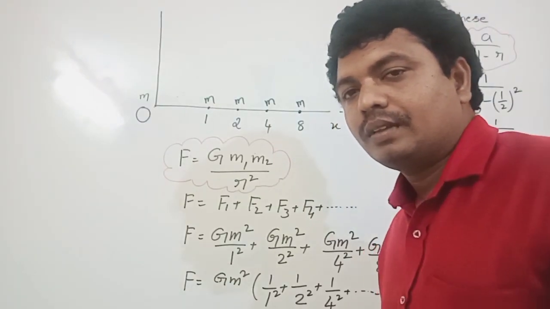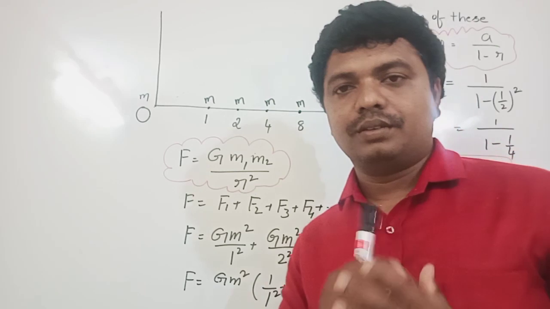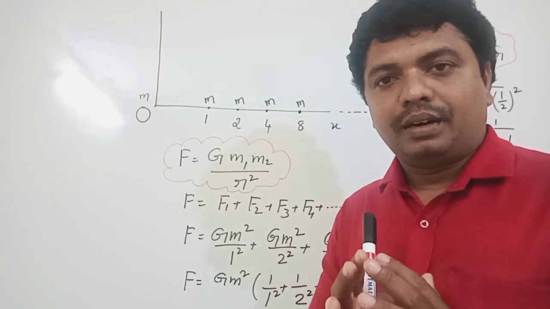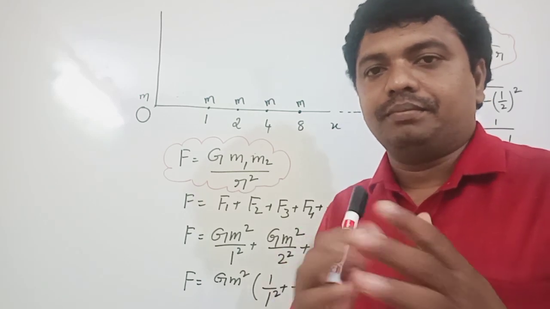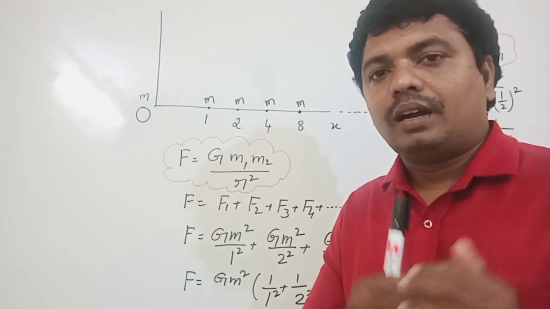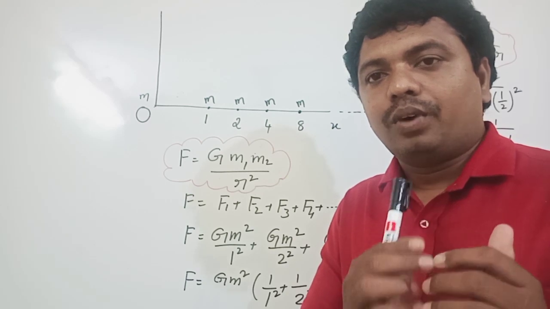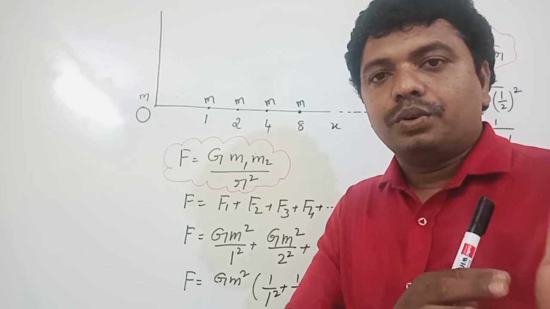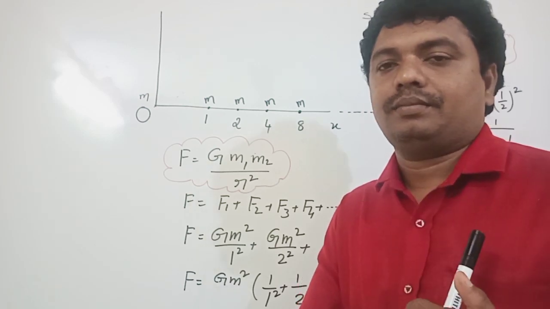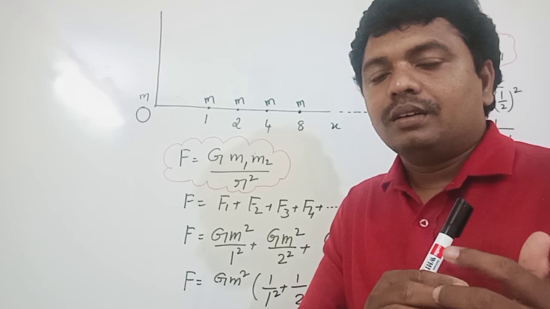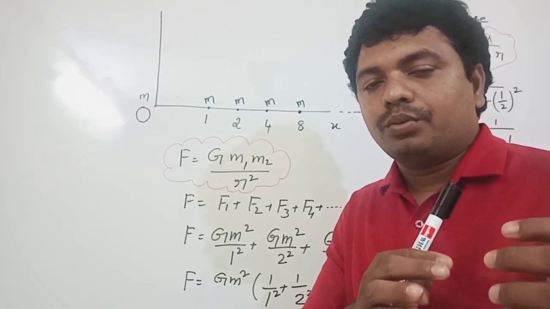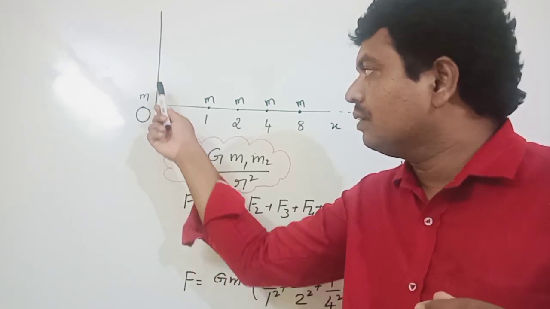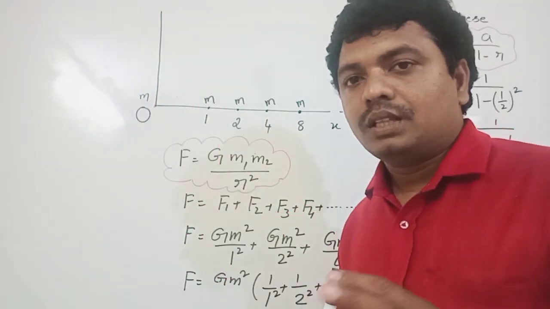So again, one other problem here we are going to discuss. There are n number of identical particles, each of mass m, placed at distances 1, 2, 4, 8 and so on, on the positive x-axis. You have to find the magnitude of the force experienced by the mass which is placed at the origin. This is the question.